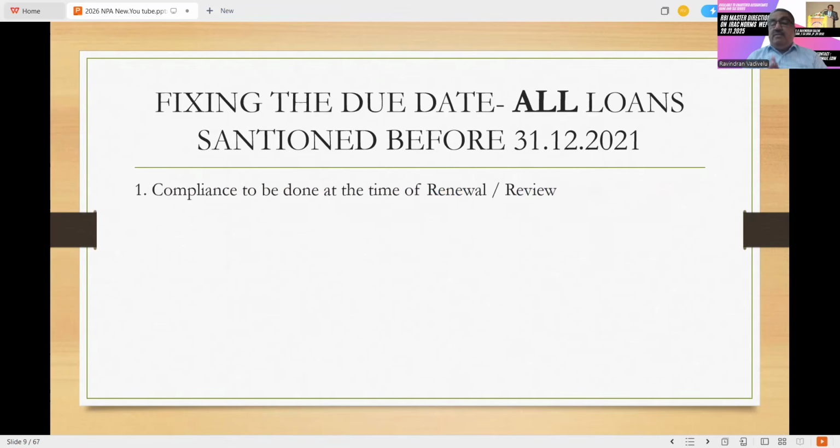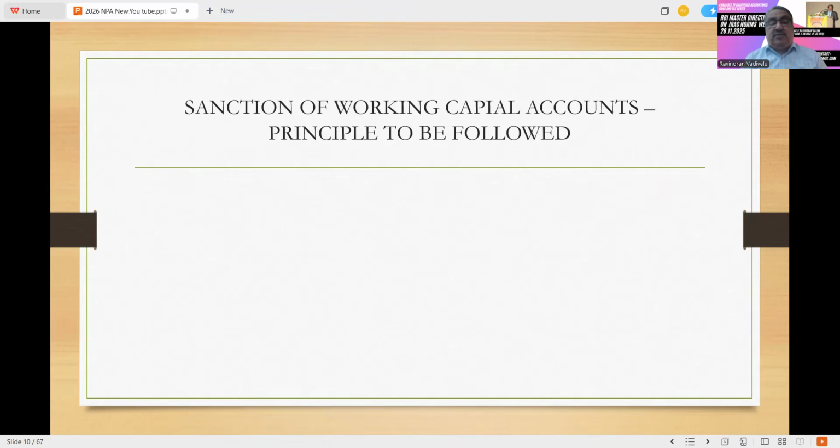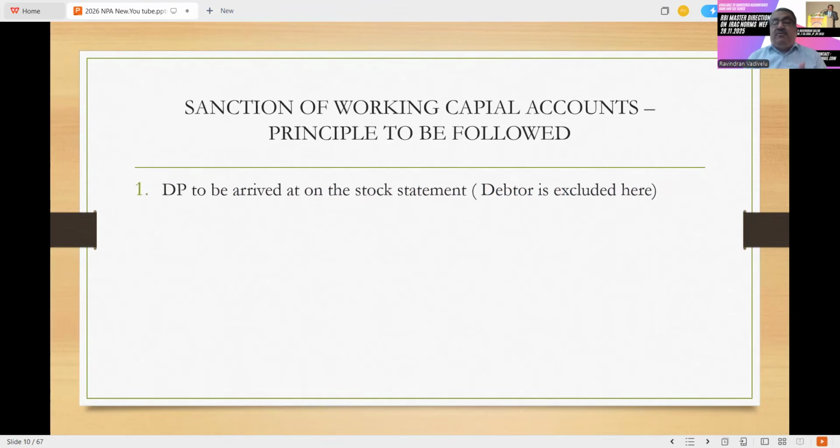And another very important thing: any loan which is existing before 31/12/21, the due date has to be fixed based on the renewal or review. So at the time of renewal and review, the due date of the loan has to be fixed. And here they have spoken about sanction of working capital. What is the principle to be followed? This also is there in the master directions.